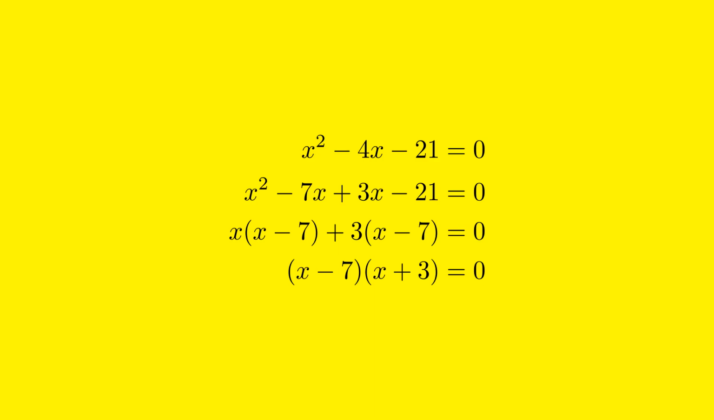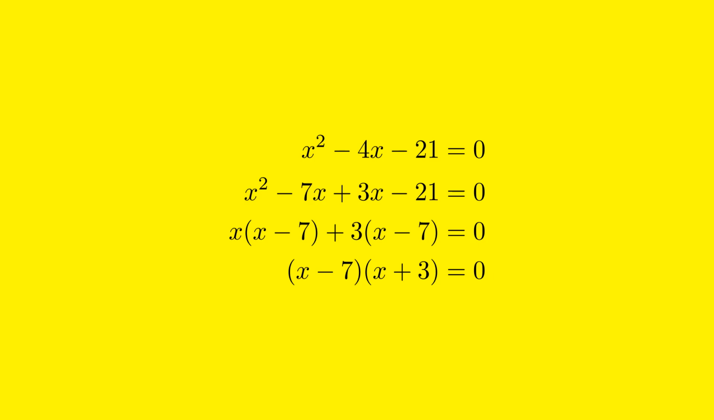We are going to solve the quadratic equation x squared minus 4x minus 21 equals 0. Firstly, let me remind you of the generic form. A quadratic equation is generally written in the form ax squared plus bx plus c equals 0. Comparing this with our given equation x squared minus 4x minus 21, we can see that a is 1 since there are no other numbers in front of the x squared, b is minus 4, and c is minus 21.